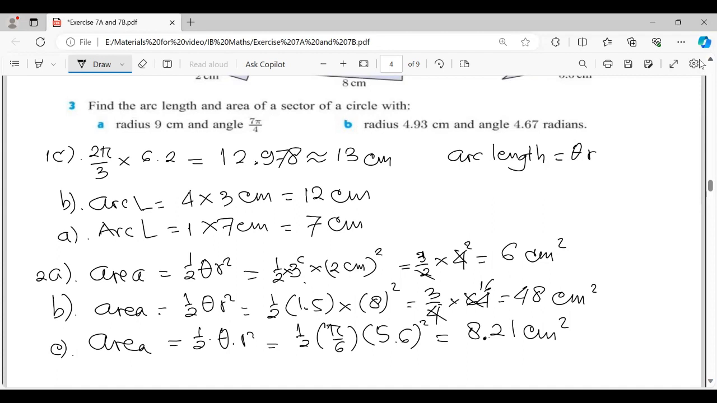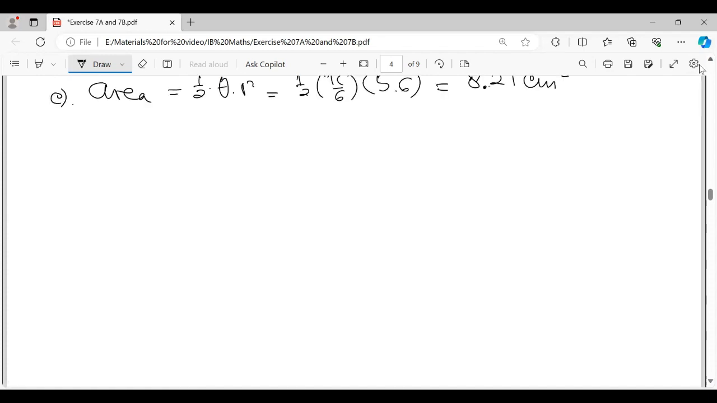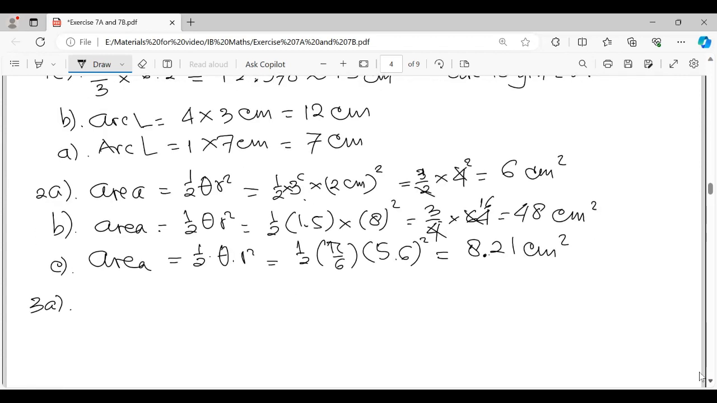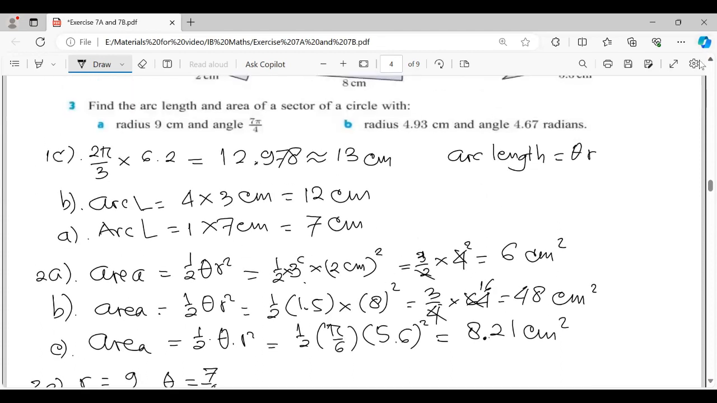Number three, find the arc length and area of a sector of a circle with radius 9 centimeters and angle 7/4 pi. Okay, this is 3A. Radius 9, and the angle or theta is seven over four pi. Let me check once more. Yeah, correct.